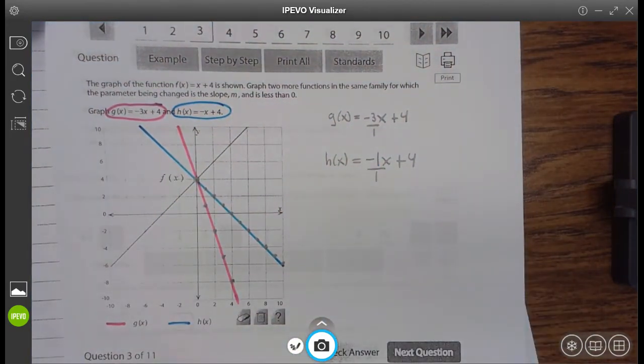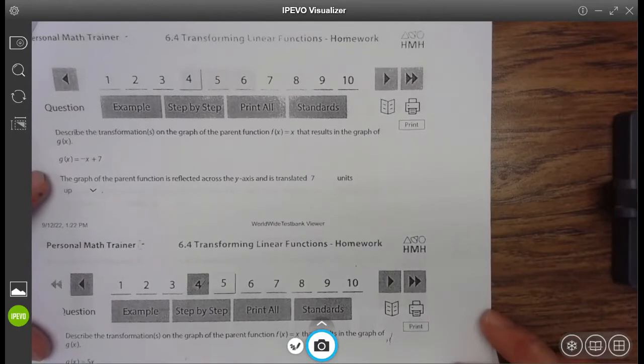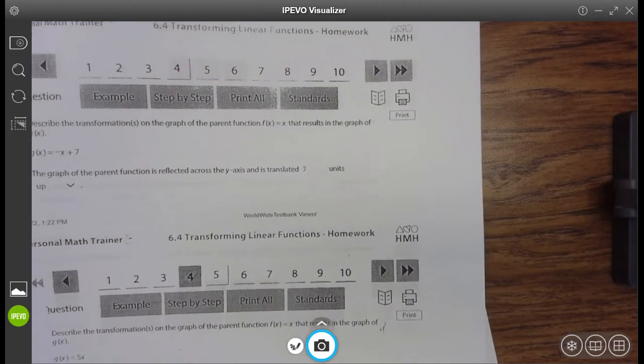All right, go ahead and finish up example 3. All right, example 4. Describe the transformation on the graph of the parent function f of x equals x. The result is the graph of g of x, where g of x equals negative x plus 7. The graph of the parent function is reflected across the y-axis and translated 7 units up.